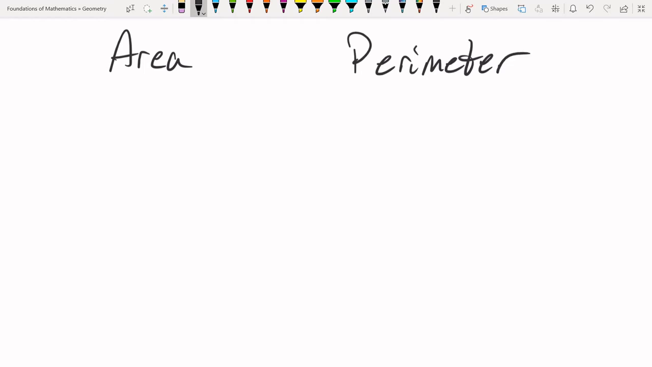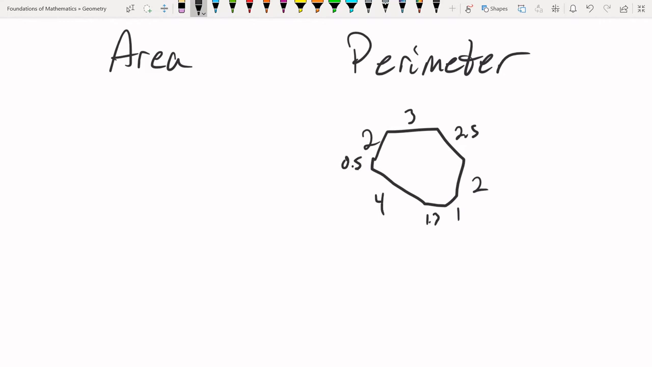So the perimeter is really just the distance around the outside of a polygon. I could have any kind of shaped polygon here, and let's say I have 2, 3, 2.5, 2, 1, 1.3, 4, and 0.5. The perimeter is just adding these all up together. And that's the perimeter. For all the shapes, just add them up.